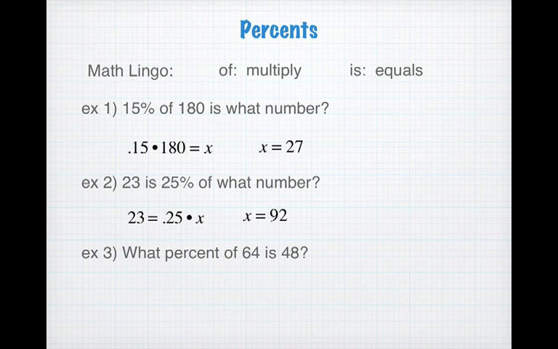In our last percentage problem, what percent of 64 is 48? X gets assigned what percent, of means to multiply, and then is means equals. So we have x times 64 equals 48. We solve this by dividing by 64 and simplifying to get 0.75 or 3/4. Since it's asking for a percentage, we provide the answer as a percentage of 75%. So percent problems are easily solved by translating into equations and then solving the one-step equation.